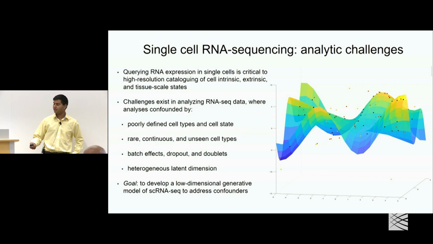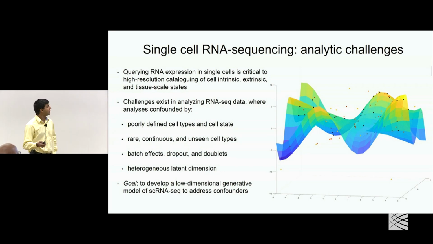So single-cell RNA sequencing has a couple of analytic challenges. It's a really important novel technology that's enabling a lot of new insights, like cell states, cell types, developmental pathways, and these intrinsic, extrinsic, and tissue scale insights. But it's difficult to analyze some of the data that comes out because we don't necessarily have a lot of prior knowledge. We don't know what's really inside the data. And there's a lot of dropout. There's a lot of technical noise. You get doublets where two cells are encapsulated in one. And there can be batch effects between different samples.